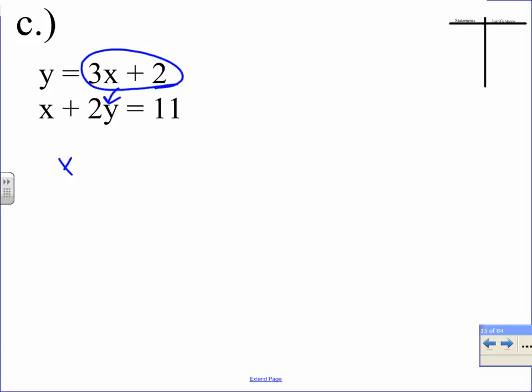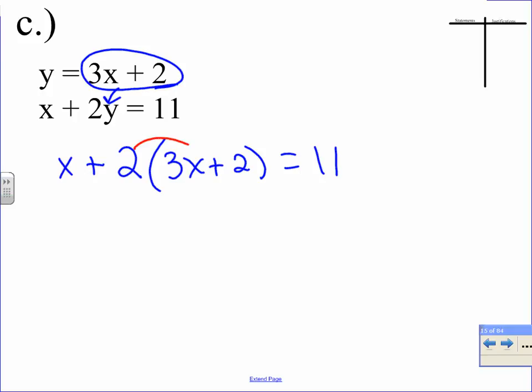So let's do this. We have x plus 2, and then parentheses, 3x plus 2 equals 11. Do you guys remember that? You were really good at these when we did them. It's just been a while. So without the proof, all we're doing is solving for x. So the first thing we need to do is distribute. So we have x plus 6x plus 4 equals 11.